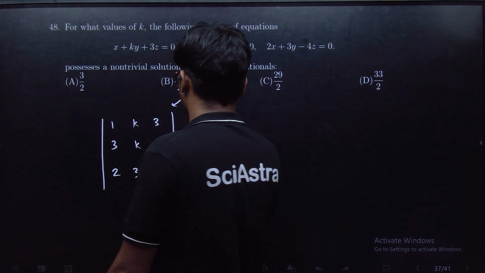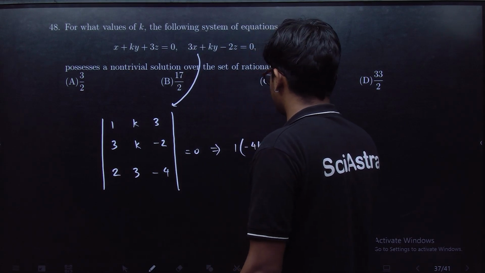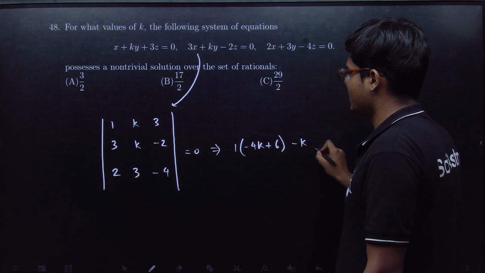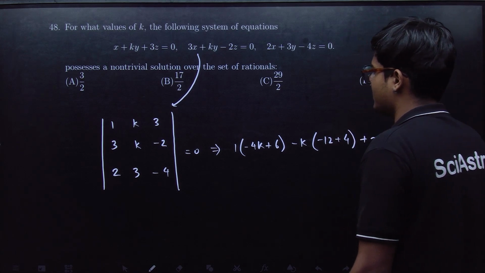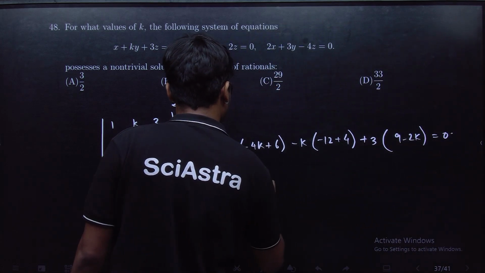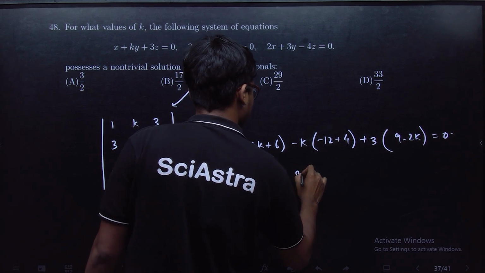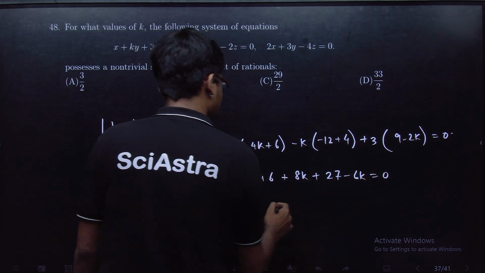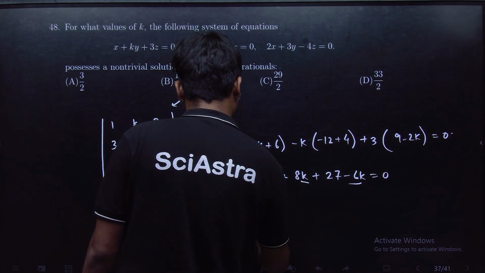And what does this turn out to be? 1 times minus 4k plus 6, plus k times minus 4, or let's go with minus k times minus 12 plus 4, plus 3 times 9 minus 2k. This should be equal to 0. So if I simplify this, what will I get? You want minus 4k plus 6 minus k times minus 8, so plus 8k plus 27 minus 6k, right? To be equal to 0. So what do you get? So you get 10 minus 8, so that's 2. This gives you 33. So k is nothing but 33 by 2, right?